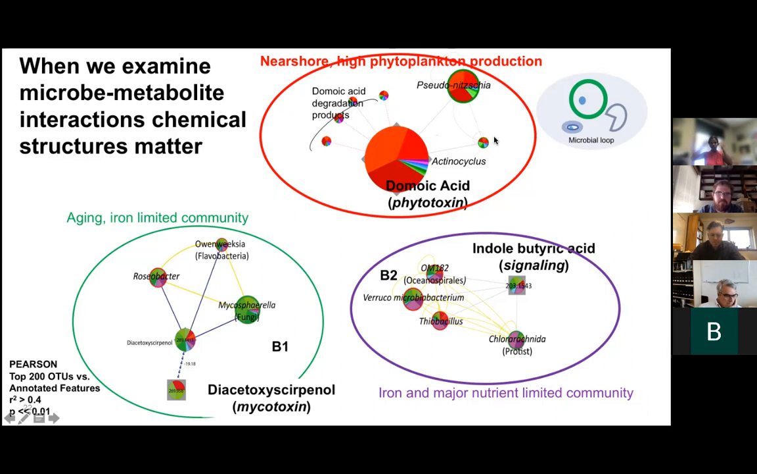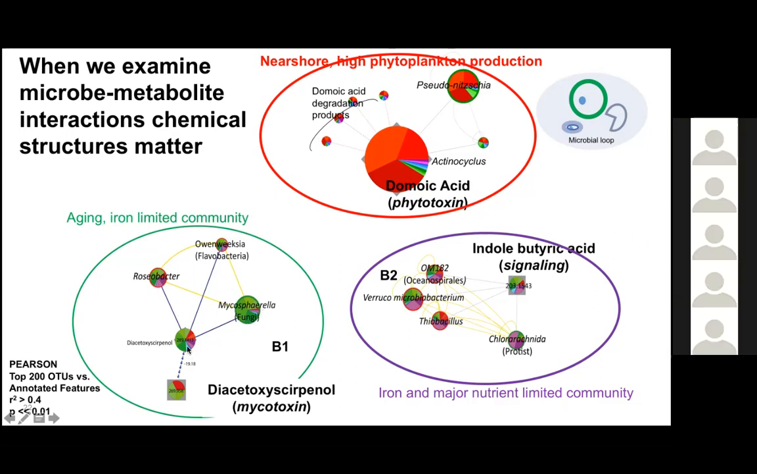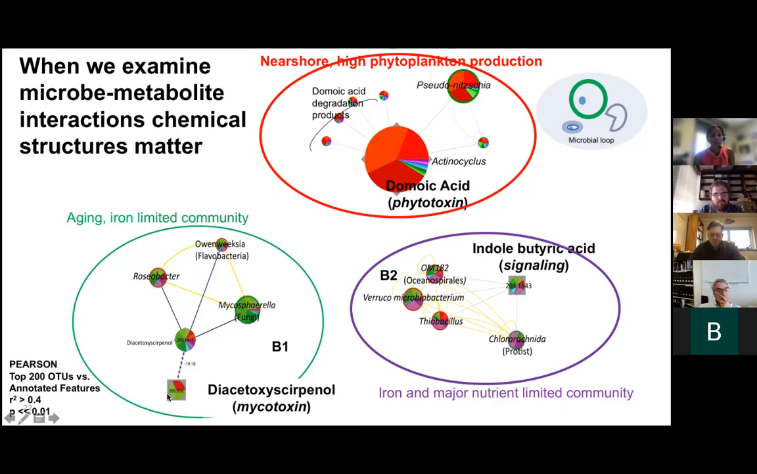And you also see that another diatom is present in this network, and you might ask, is there some relationship here? In the aging iron-limited community, we were surprised to find a network that was dominated by a fungal genus, Mycosphaerella. And what we found was that it was in a network that was correlated to a metabolite that did have an analog hit and was later confirmed as diacetoxyscirpenol, which is a mycotoxin produced by fungi. And it's in this particular network, and you can see there's an unknown metabolite also correlated.